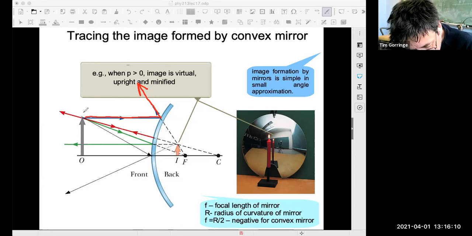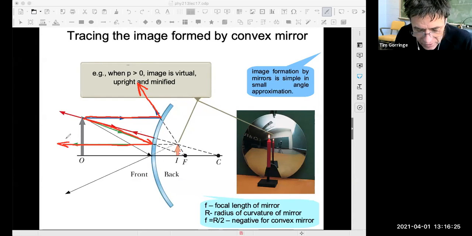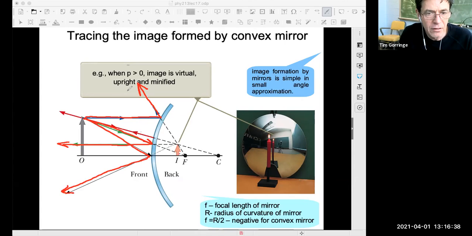The other ray heads towards the focal point. Now, it can't reach the focal point because it's behind the mirror. It strikes the mirror and bounces off parallel to the optical axis. So it heads off in this direction. So at this point, we've got three rays: the original starter ray, and then the two sibling rays.